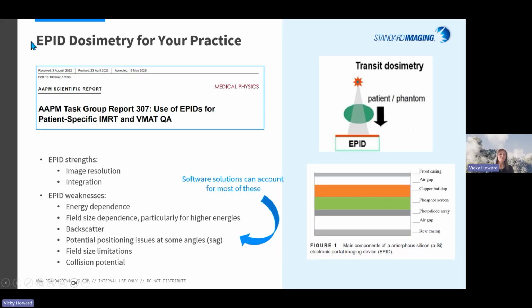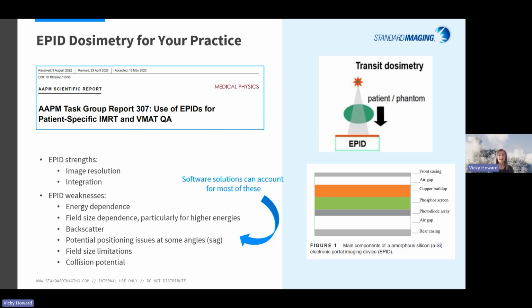So before I dive into the details of Adaptivo and epidosimetry, I just wanted to make everybody aware that there are a lot of resources out there now to help you make the transition and recognize the value of epidosimetry for your practice. Most recently, just over a year ago, AAPM Task Group 307 put out a report that is really useful.